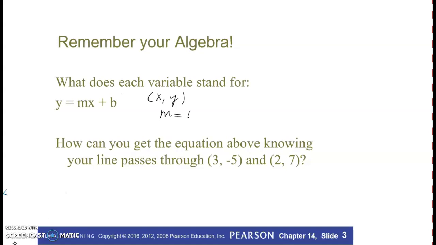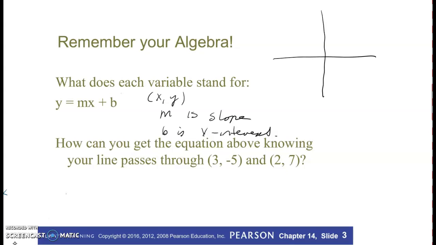M, remember, is slope of a line, and your b is the y-intercept.